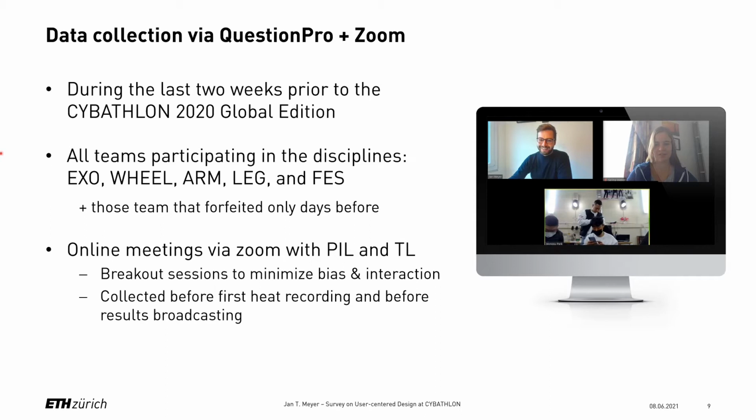The data was collected during the last 2 weeks prior to the CYBATHLON 2020 Global Edition. We contacted all teams participating in the disciplines EXO, Wheel, Arm, Leg, and FES, since for BCI there was another study and another survey planned. We also contacted teams that had to forfeit only days or weeks before the event.